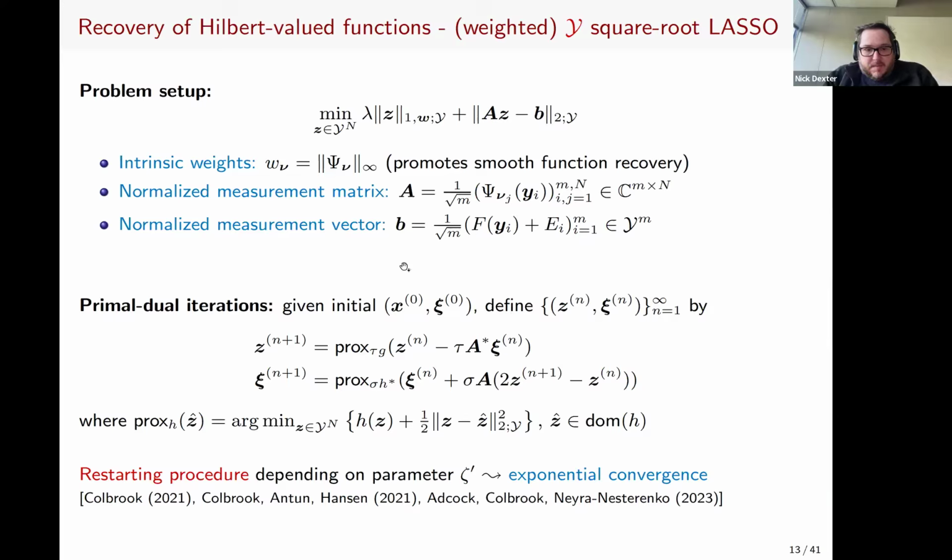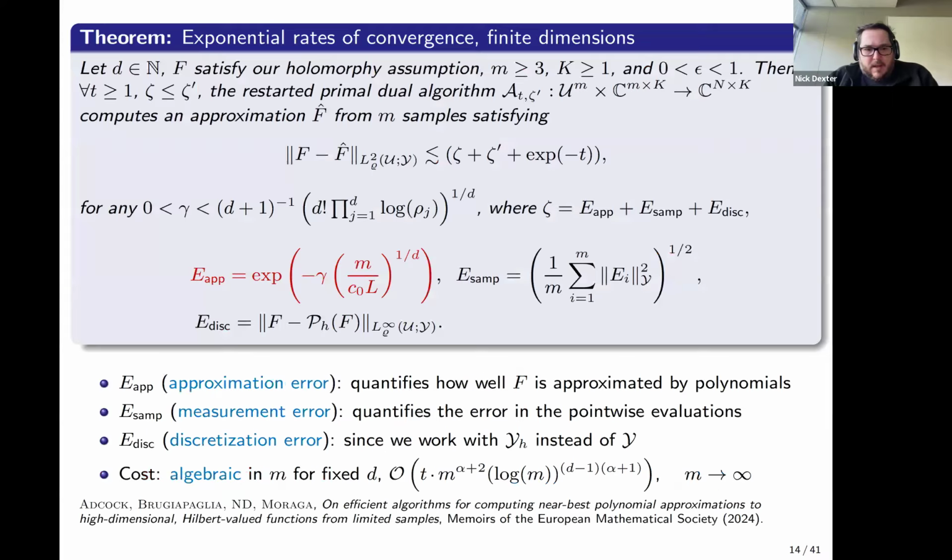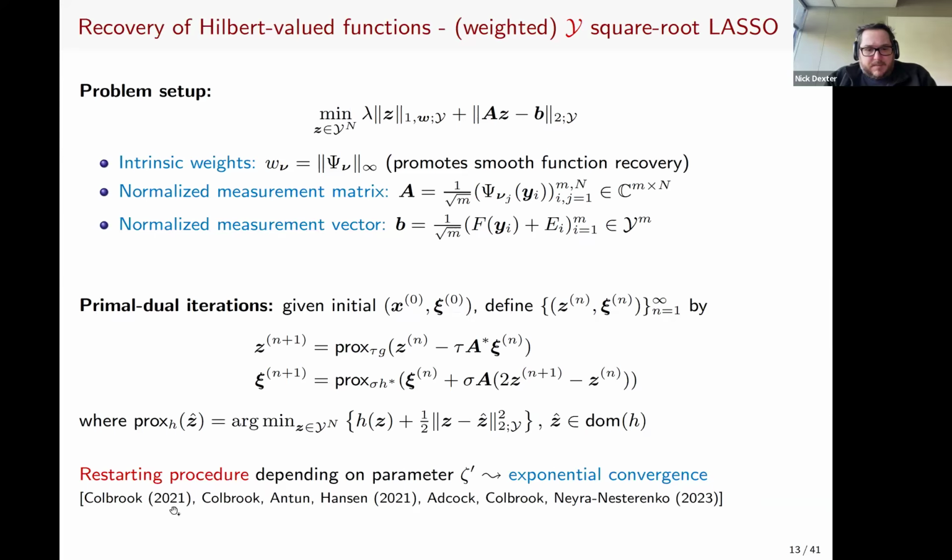The z_{n+1} is the proximal map with tau g of z_n minus tau A star c_n, and then c_{n+1} is the proximal map with sigma h star of c_n plus sigma A times 2 z_{n+1} minus z_n, where the proximal maps are defined in the standard way. And furthermore, we can also apply a restarting procedure, which depends on a parameter zeta prime, and this will lead to exponential convergence, as you'll see in the next slide of the algorithm. And by the way, you can also see more about this in these papers here by Colbrook, Antun, and Hansen, and Adcock, Colbrook, and Neyra-Nesterenko from 2023.